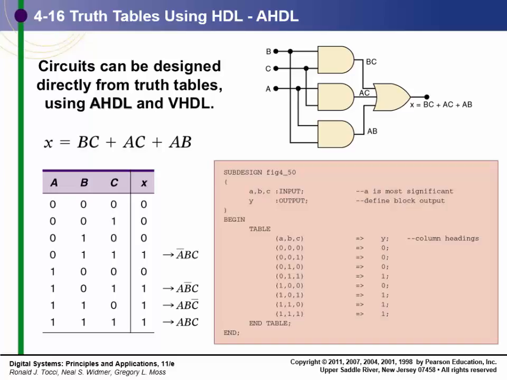We've got our subdesign here where we define what our black box looks like. Here's our table. Here's A, B, C, our inputs. Here's our truth table, and then this is Y, and this is what Y should be equal to. So we take the same truth table and put it into the syntax of the language.